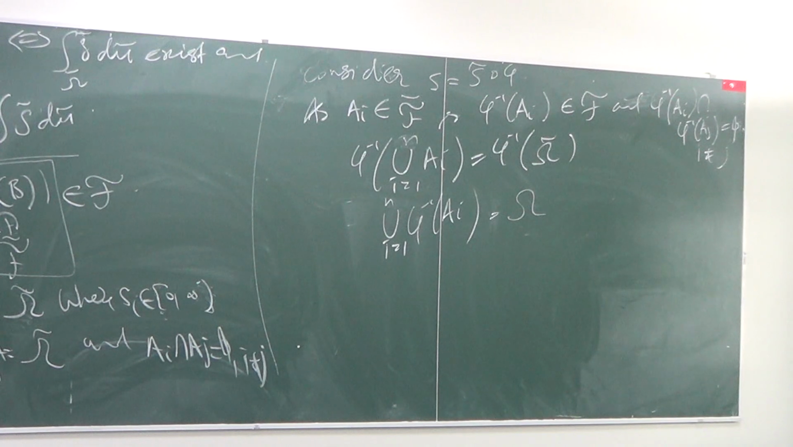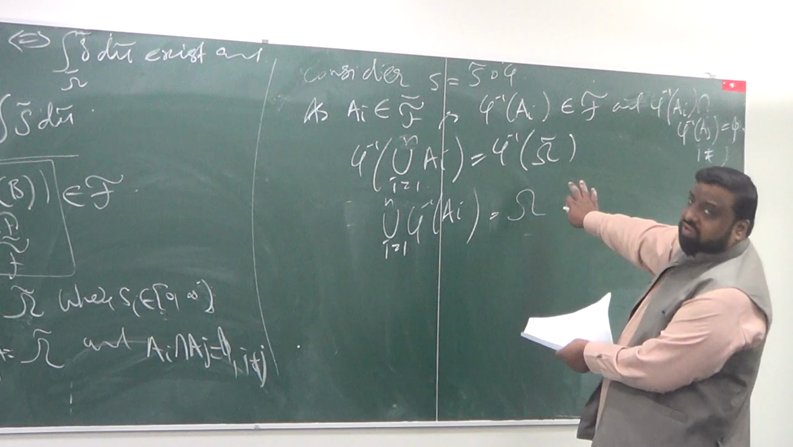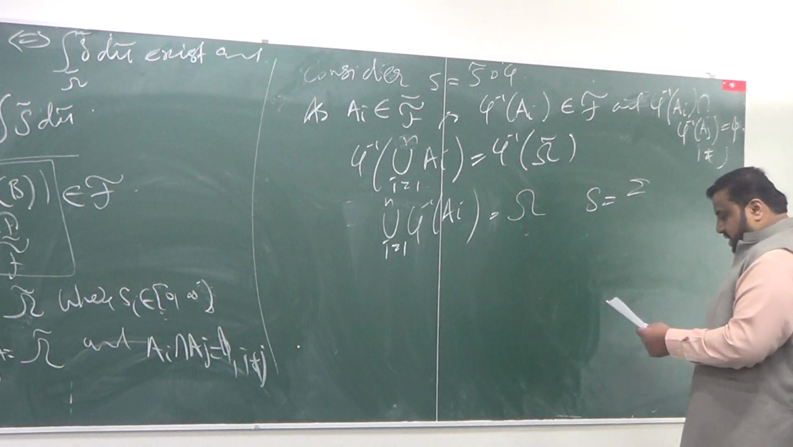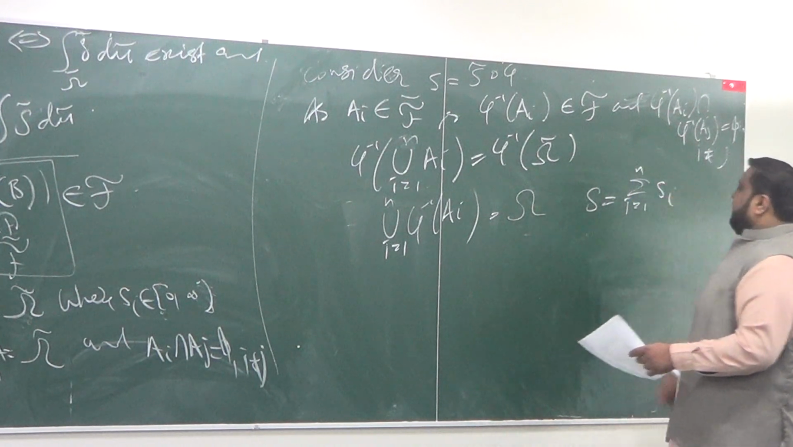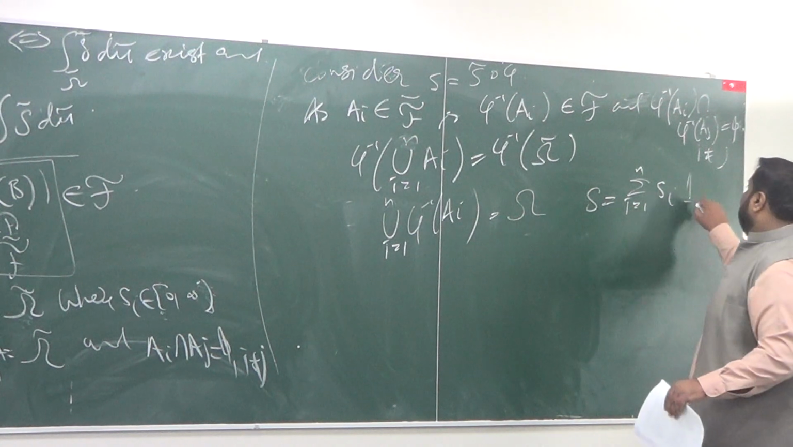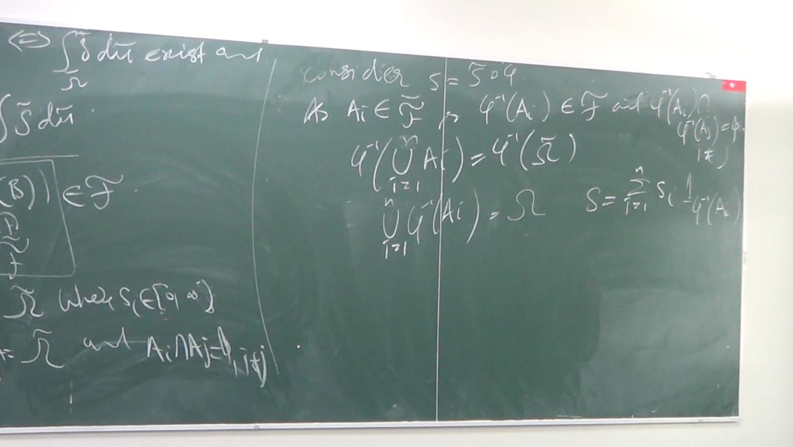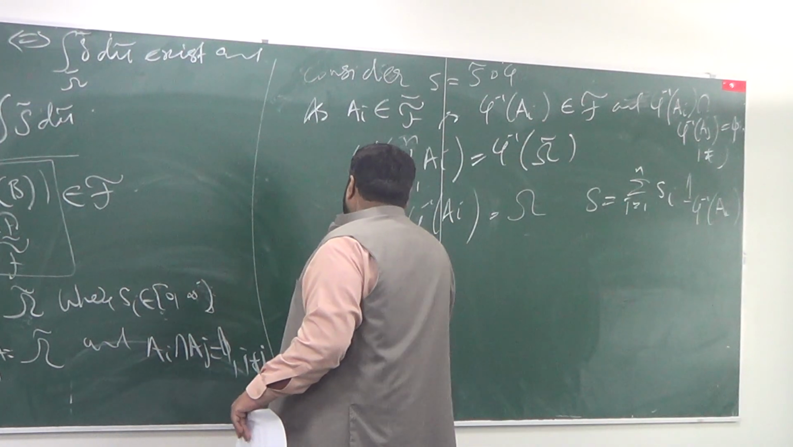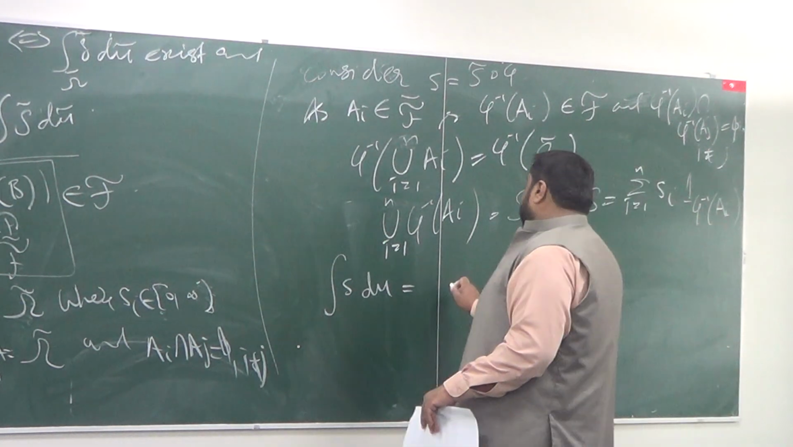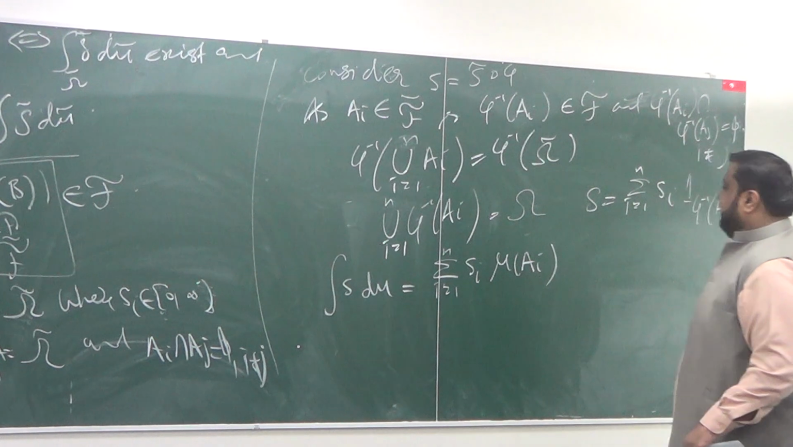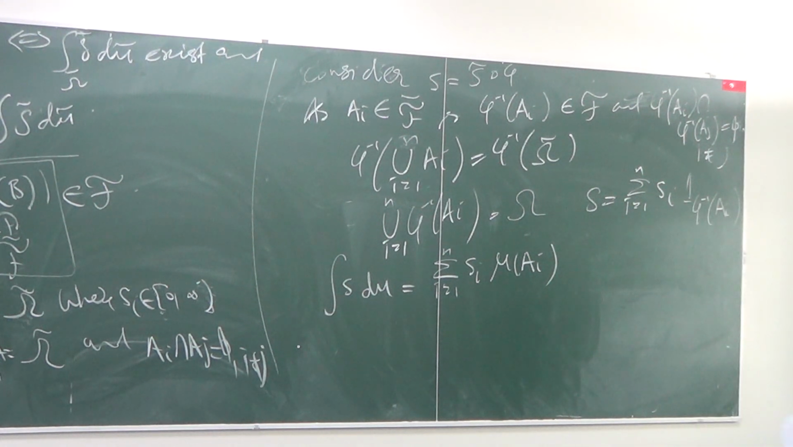Now keeping in view all this notation, what would be s in terms of composition? It's going to be the sum from i equal to 1 to n of s_i, this will not change. The only thing that will change is the indicator function of phi inverse of A_i. And once we have this, let's compute the integral. The integral of f d mu is, by definition, the sum from i equal to 1 to n of s_i times the measure mu of phi inverse of A_i.